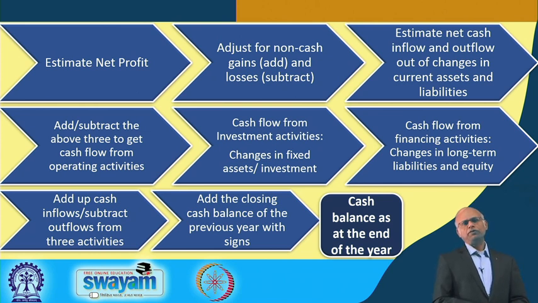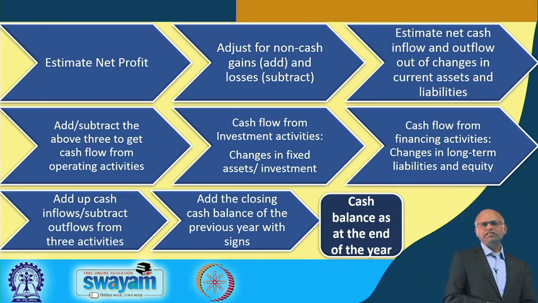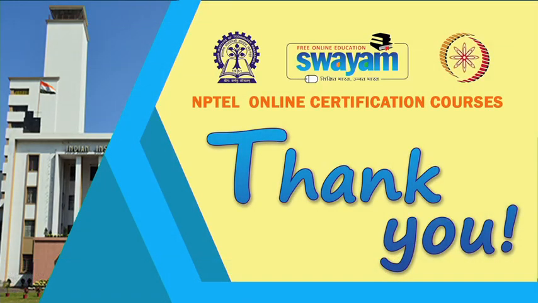You get cash flow from operating activities, then cash flow from investment activities. No further discussion is necessary. Cash flow from financing activities is the changes in long term liabilities and equity. Ultimately you add all of them to get the cash balance for the year. Then you add that to the previous year's closing cash balance to get this year's closing cash balance. That goes to the balance sheet, and that gives you an idea about the philosophy.